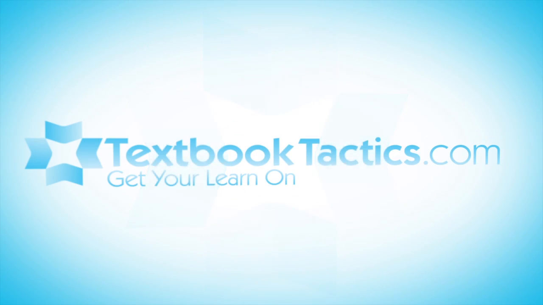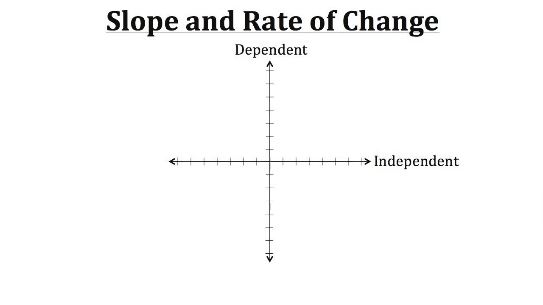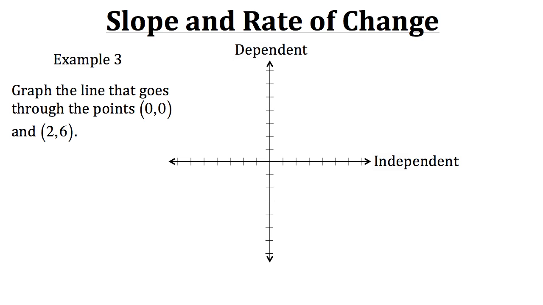For this tutorial, we're going to take what we've learned previously on linear functions and use that knowledge to help us create and graph them. So let's start off with example 3. Here, they want us to graph a line that goes through the points (0, 0) and (2, 6).